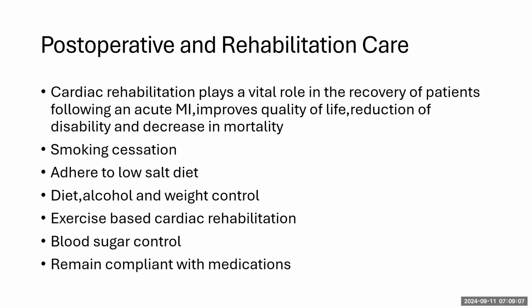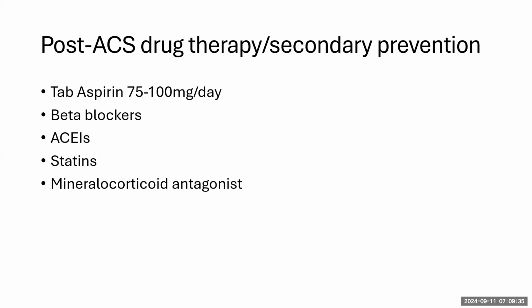Then for post-operative and rehabilitation care, it's important that cardiac rehabilitation plays a role in the recovery of patients following an acute MI. This improves quality of life, reduces disability, and decreases mortality. I would counsel the patient to stop smoking, adhere to a low salt diet to reduce blood pressure, as well as diet, alcohol, and weight control, exercise-based cardiac rehabilitation, blood sugar control, and remain compliant with medications. For post-ACS drug therapy and secondary prevention, patients would be on aspirin 75 to 100 milligrams daily, beta blockers, ACE inhibitors, statins, and in some cases, mineralocorticoid antagonists.